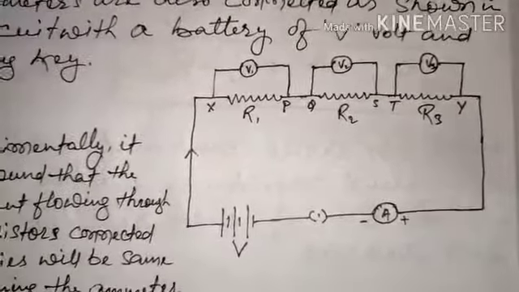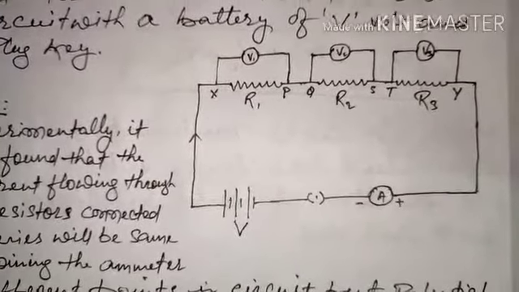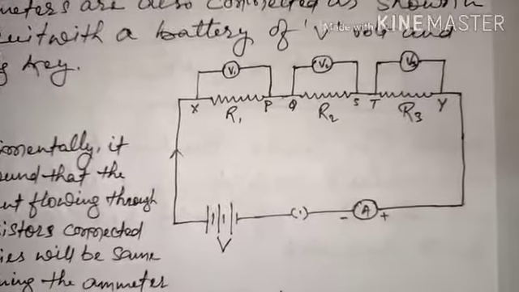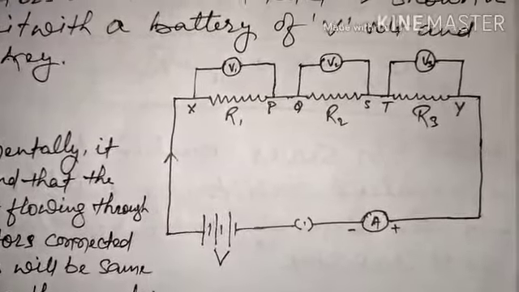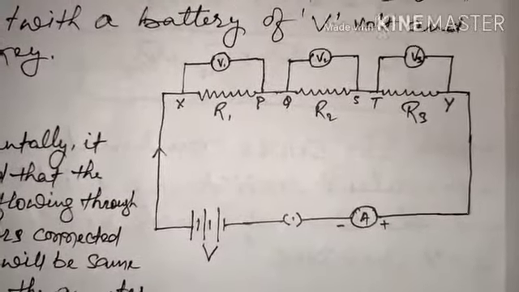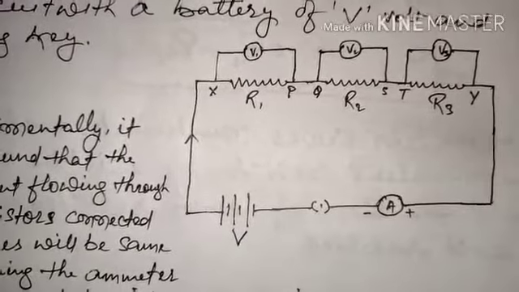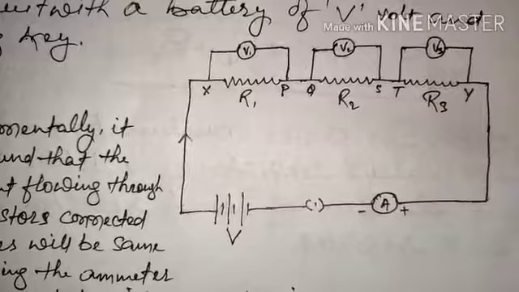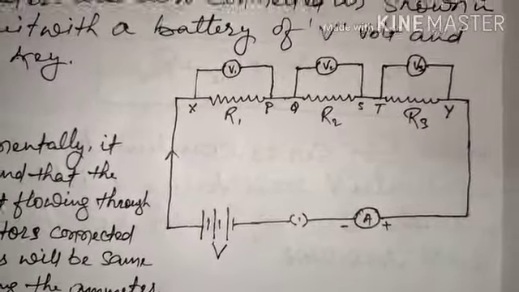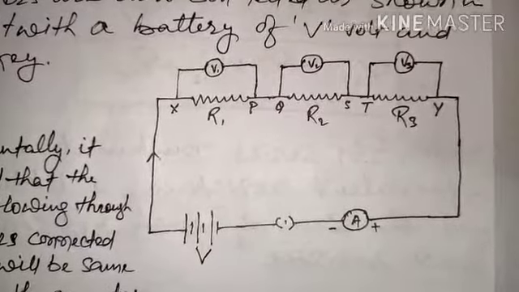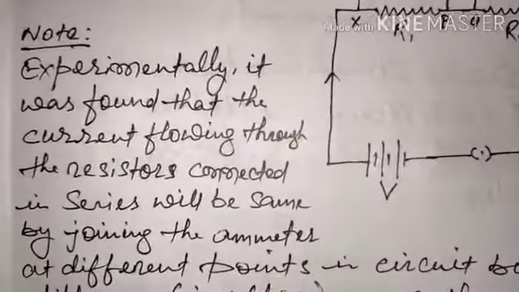Okay, moving on now. In series combination the current will remain the same. Experimentally it has been observed that if we put the ammeters at different points in the circuit, we'll observe the values of current in the ammeter, and we'll find that at all the points in the series combination we get the same current throughout. So I have written that also.